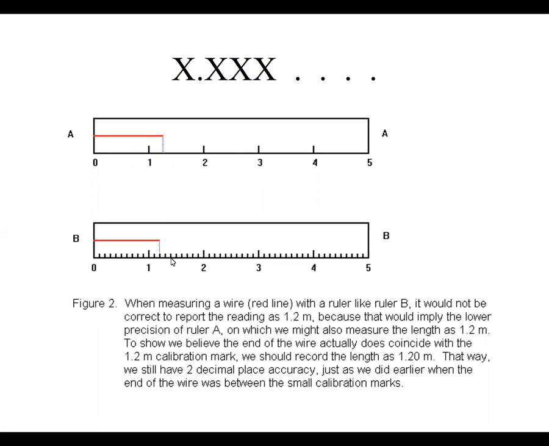If I write that length as 1.2 meters, then it doesn't look like it's any more precise than if I got the length from ruler A, because on ruler A, which is not as finely calibrated, I might report a length of 1.2 meters. So reporting this one as 1.2 would then make it look like ruler B is no more precise than ruler A. So what I should do in this case is write the length as 1.20 meters.